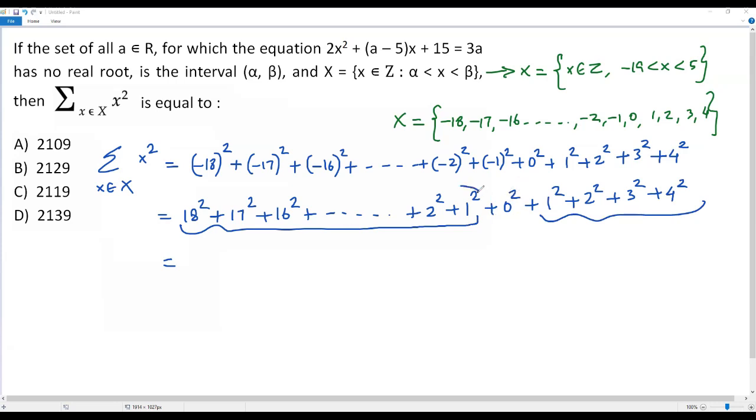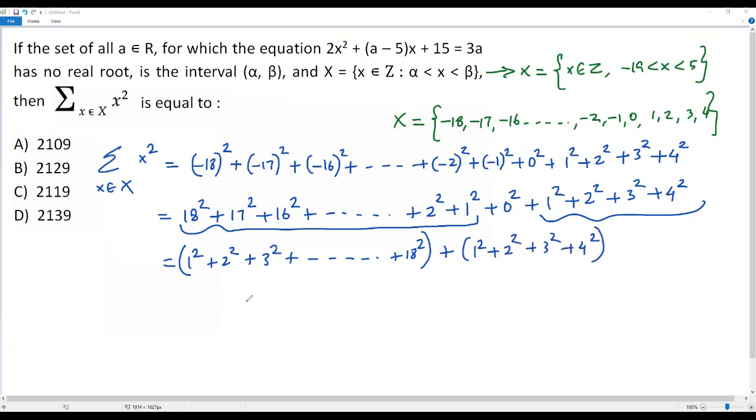And also we can write the first part of the sum in the order from least to greatest. Then the least value is 1 squared, then we have 2 squared, then we have 3 squared, and it keeps going up to positive 18 squared. This is the first part. And the second part can be written as it is, because it's already in order from least to greatest. That is 1 squared plus 2 squared plus 3 squared plus 4 squared.